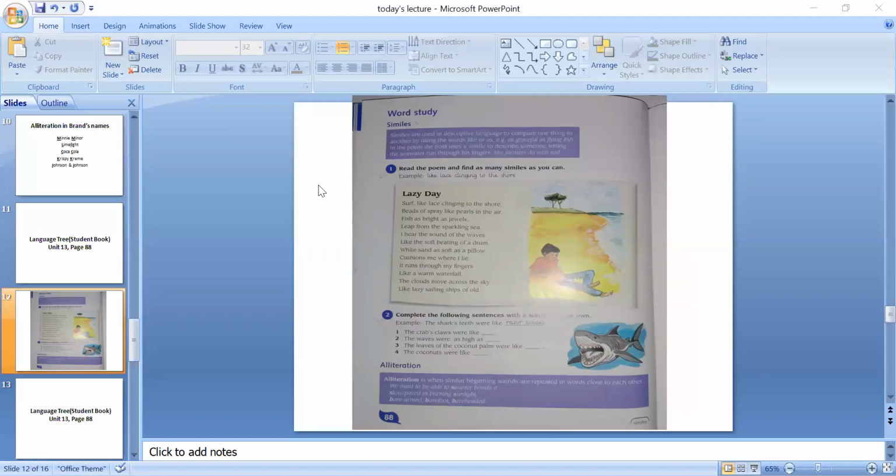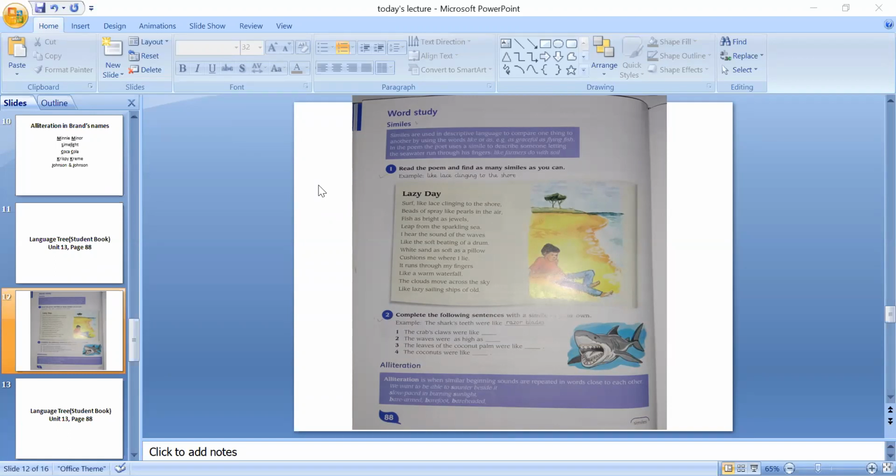The sparkling sea. No, beta. The sound of the waves is compared with the soft beating of a drum. So you have to underline this whole phrase, like the soft beating of a drum, in the sixth line. This is a simile because it is beginning with like.